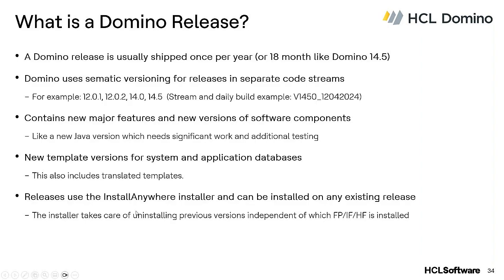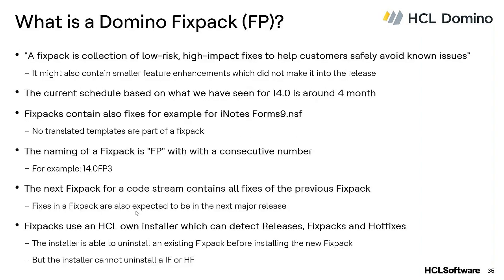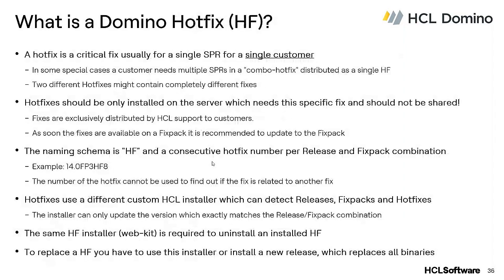A fix pack, in contrast, is a known installer. It only ships parts of the software. It ships the code and maybe forms NSF and for inodes. It's a different installer. It works a little bit different. It installs software, but it has a different parameter set, and Auto Update knows about the differences here. It knows the release installer, it knows the fixpack installer, and in addition, it also knows the hotfix installer.